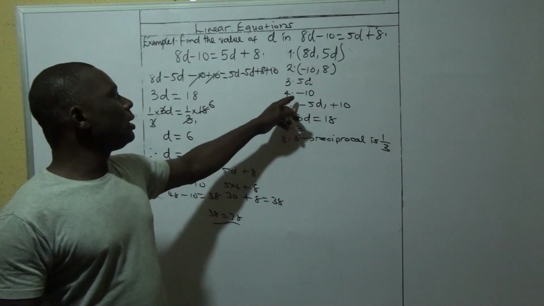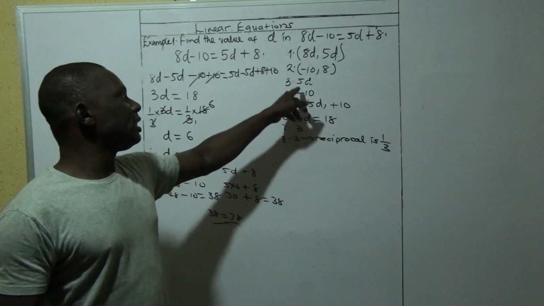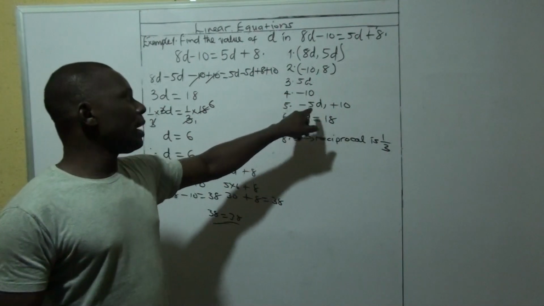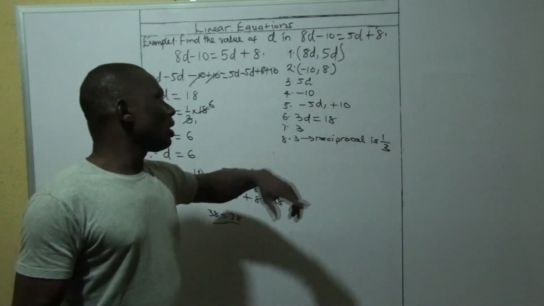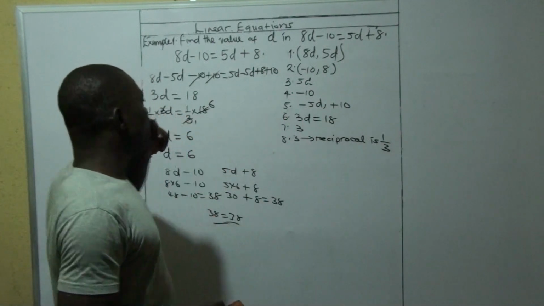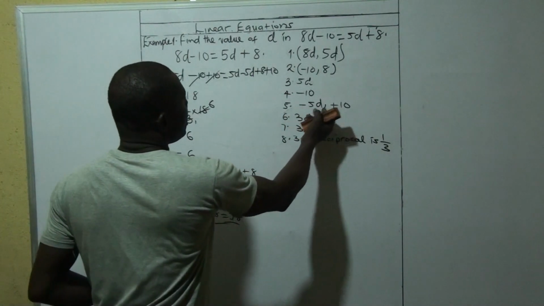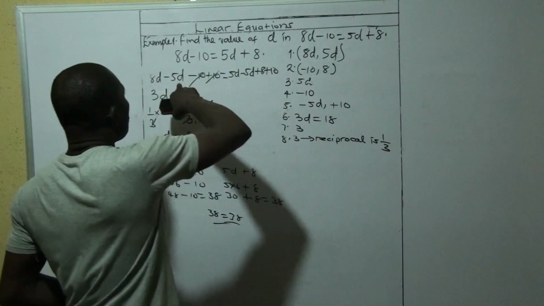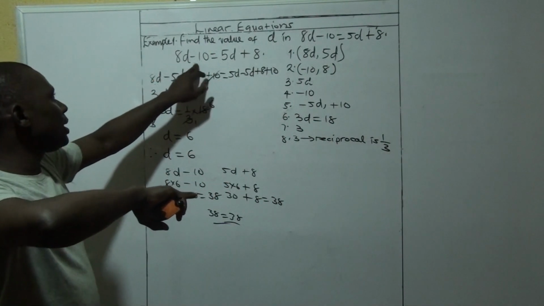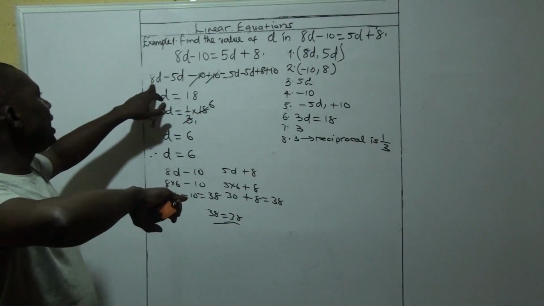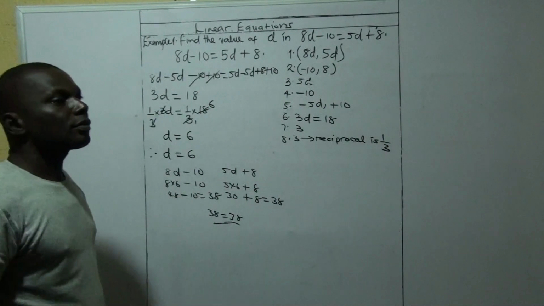So after obtaining the smaller of the two, you look for the additive inverse. Additive inverse of 5d is minus 5d. Additive inverse of minus 10 is plus 10. And the next thing you do is add the additive inverse, minus 5d plus 10, to both sides of the equation, which we have done here. So the original equation is 8d minus 10, so 8d minus 5d minus 10 plus 10.